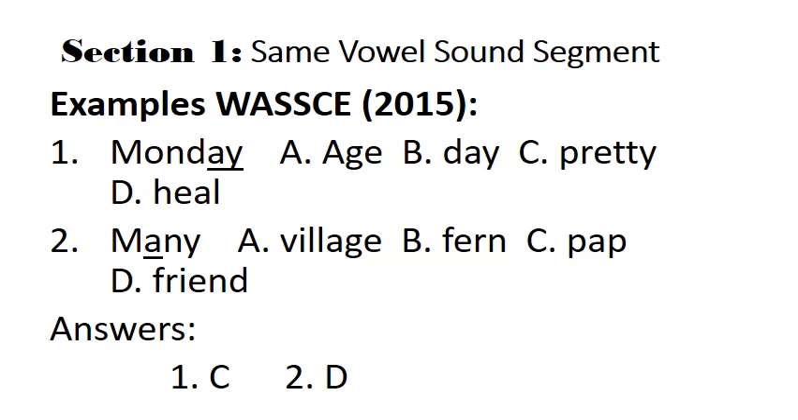First option is village. There is no A sound in that. Second option is fern. There is no A sound in that. The third option is pap. There is no A sound in that. The fourth option, option D, is friend. The I is silent. So we have friend, with the A sound, matching the A in many. Therefore, the answer to item 2 is option D.